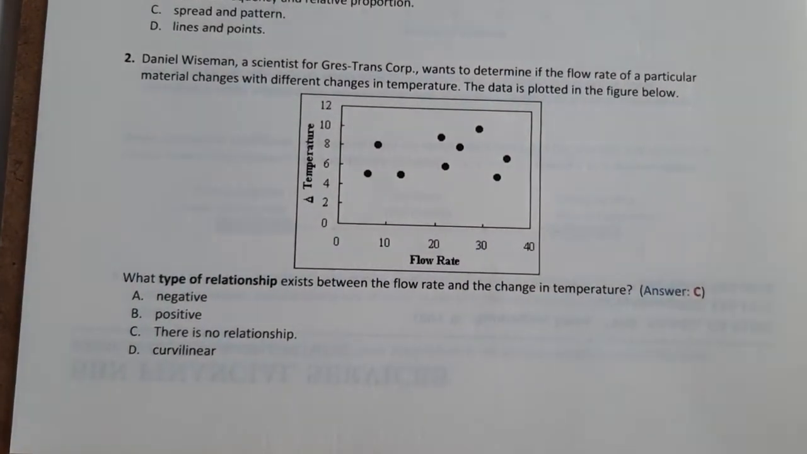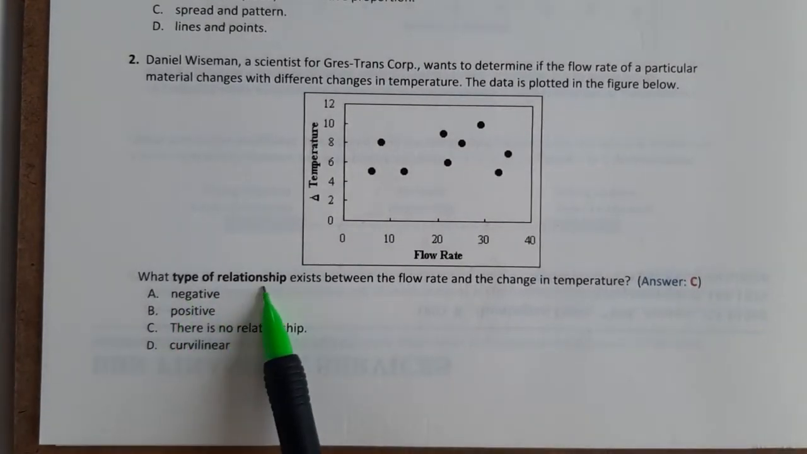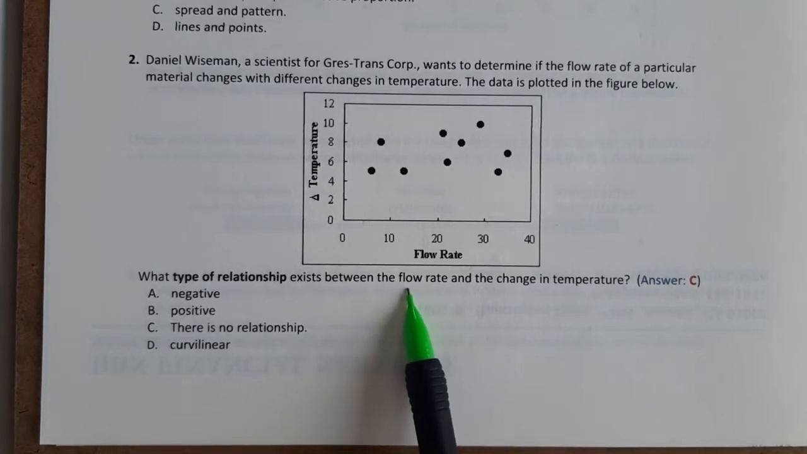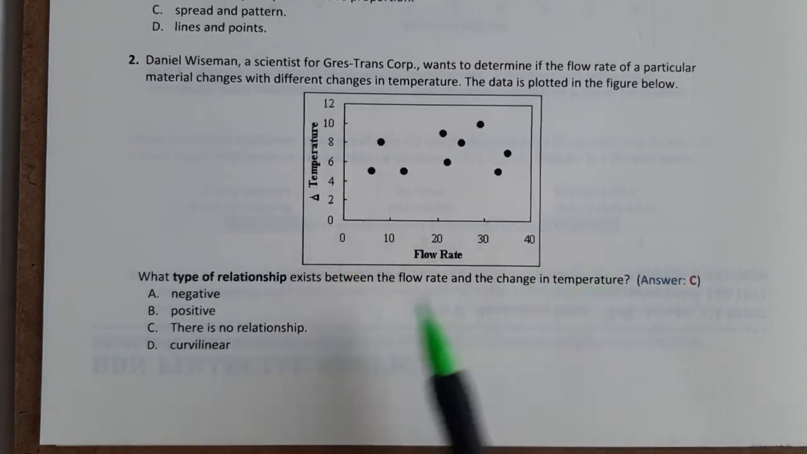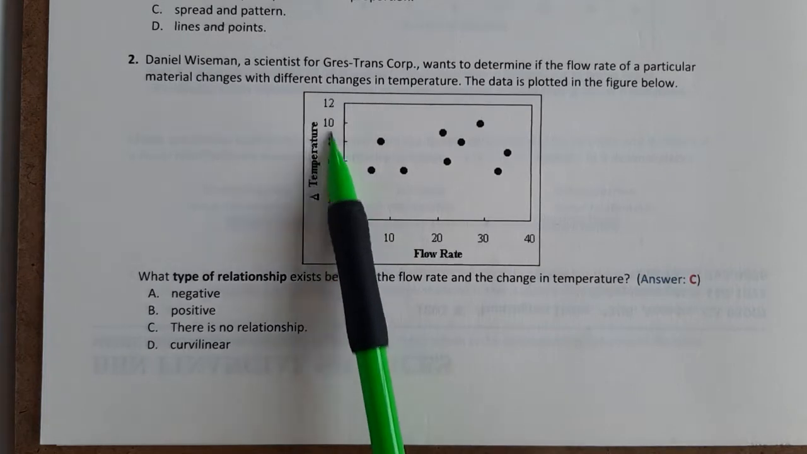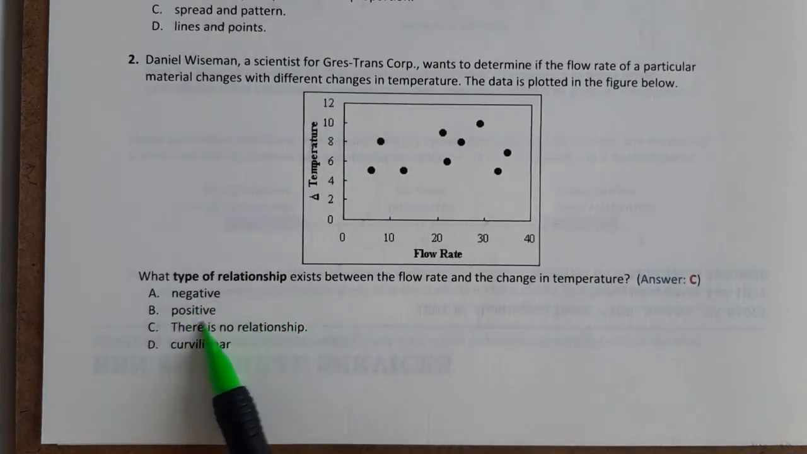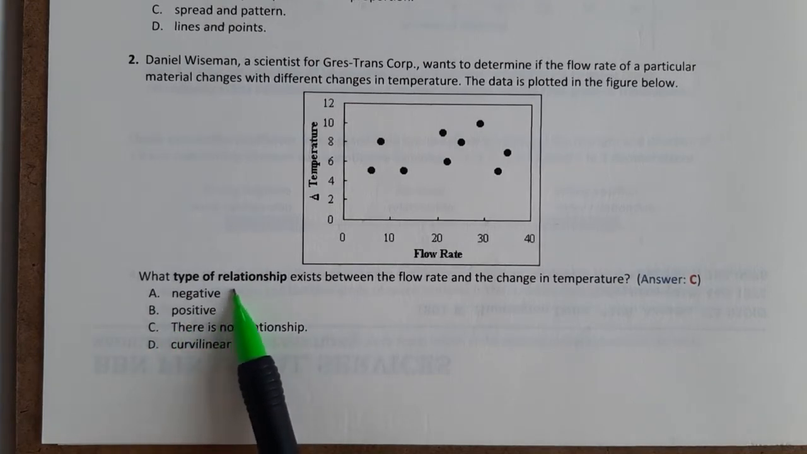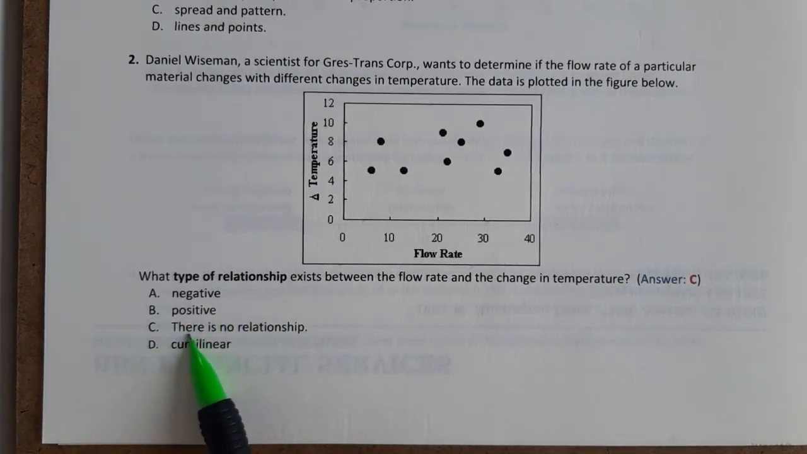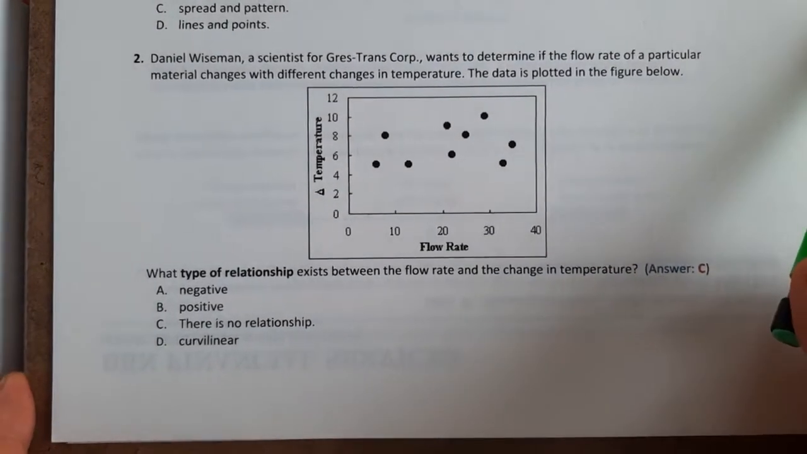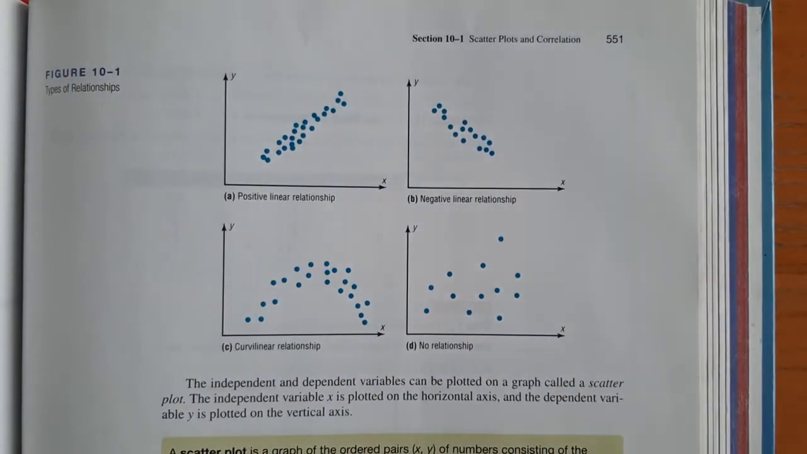It asks: what type of relationship exists between the flow rate and the change in temperature? A, a negative relationship; B, a positive relationship; C, there is no relationship; D, a curvilinear relationship. Which one? Let's talk about relationships.